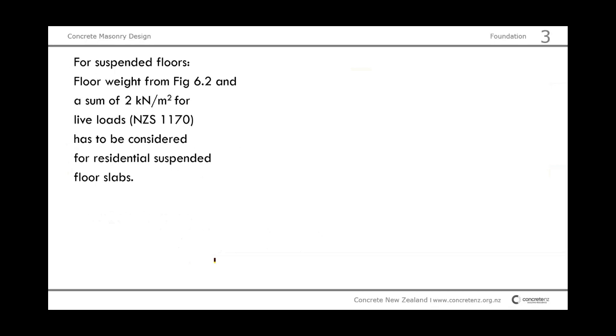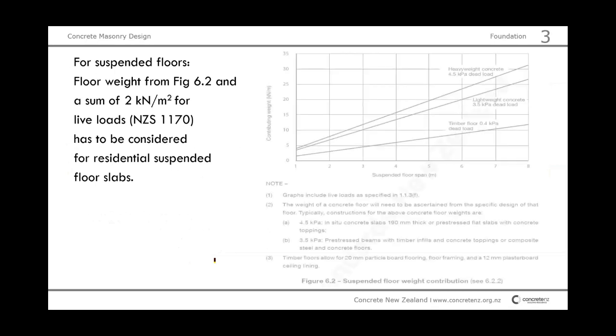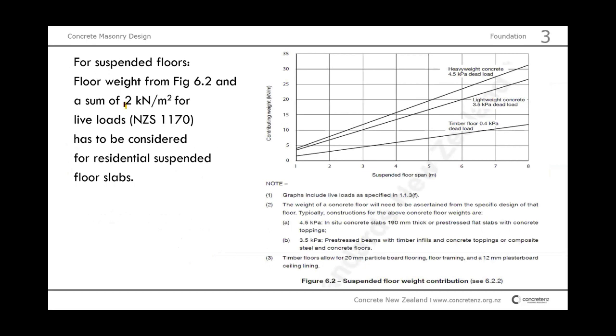I'll quickly show you, if we would have a 2-story building, we would have to consider firstly the 2 kilonewton per square meter for live loads taken from 1170 for residential, and similar to the assessments of the loads from the roof. We have a table here for suspended floors.